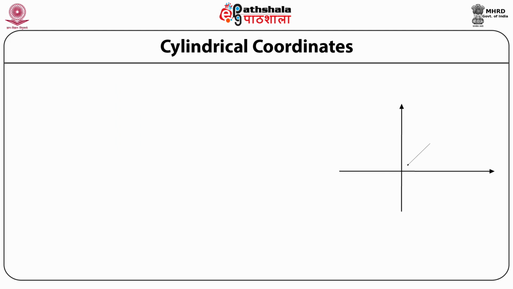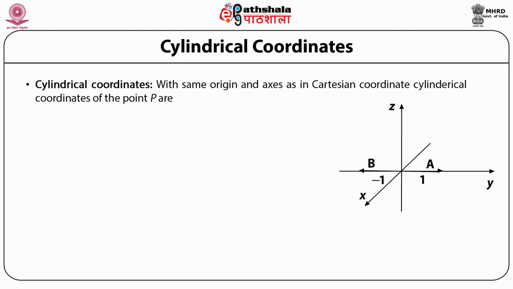Cylindrical coordinates. Now let us look at another type of coordinate system which is normally used, and which is called the cylindrical coordinate system. This kind of coordinate system is generally used for problems which have a cylindrical symmetry, or for systems which have cylindrical symmetry.